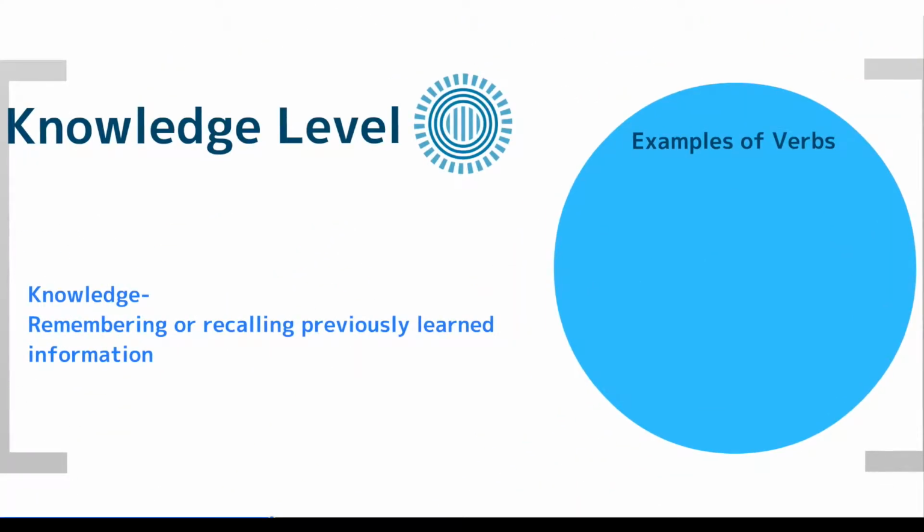Here is a table containing a list of action verbs for each level of Bloom's taxonomy.